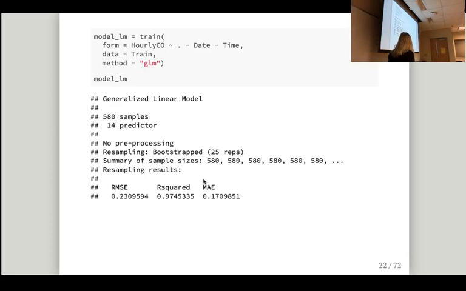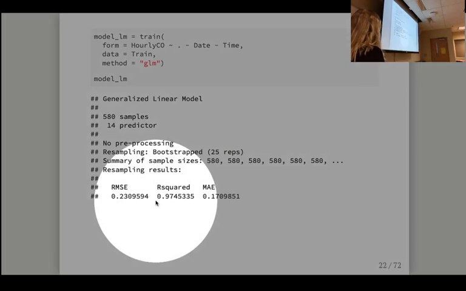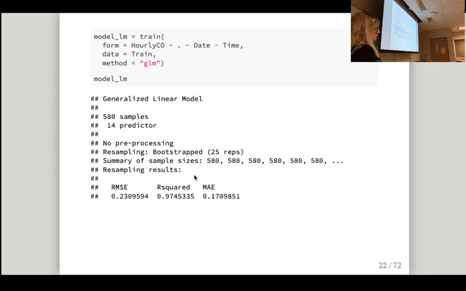R squared, however, the squared correlation, is a unitless measure. So the higher the R squared is, the better the model's doing. Looks like R squared is 0.97. So that's pretty high. What's the highest R squared could be? 1. Yep, because it's the squared correlation.